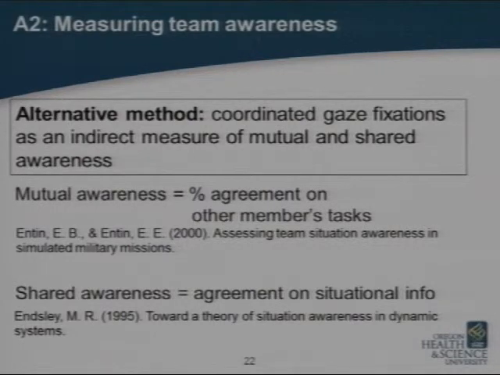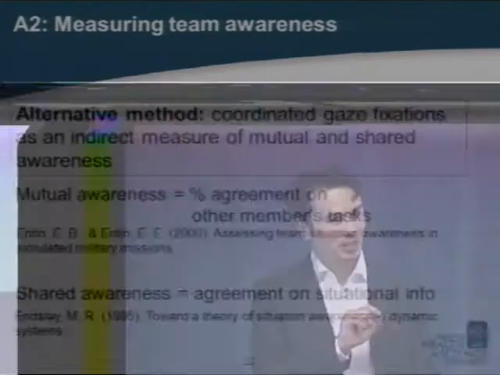Another measurement that has been applied is mutual awareness, in which Macmillan looked at the percentage of agreement on other members' tasks. The way I want to use this in terms of gaze fixations is to count the number of times participants look at each other and try to pay attention to one another's tasks. Now, this may need some tweaking because this only represents one channel of information, and the paramedics can attend to one another both visually and acoustically, so I may have to take that into account as well.